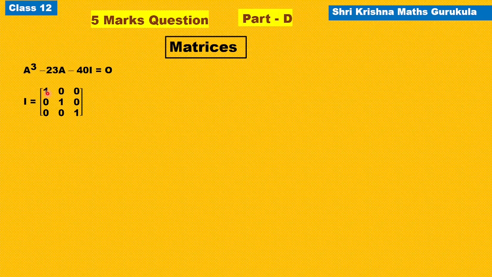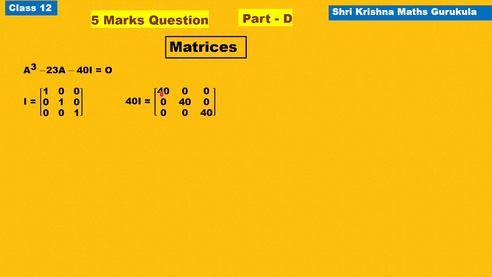So this is the identity matrix. How will the identity matrix be? All the diagonal elements will be 1 and the other elements will be 0. That's all. So this is I. Now we have to find 40I. So that will be multiplying 40 to the matrix I. That gives us 40, 0, 0, 0, 40, 0, 0, 0, 40.